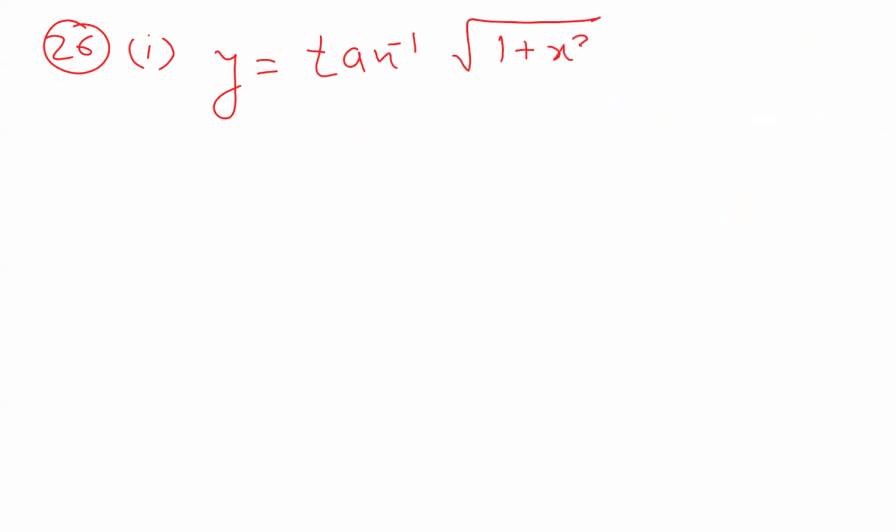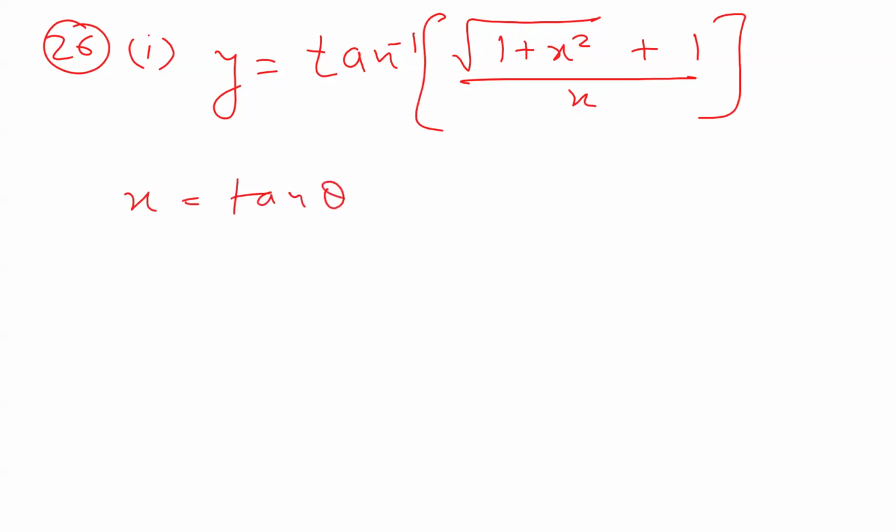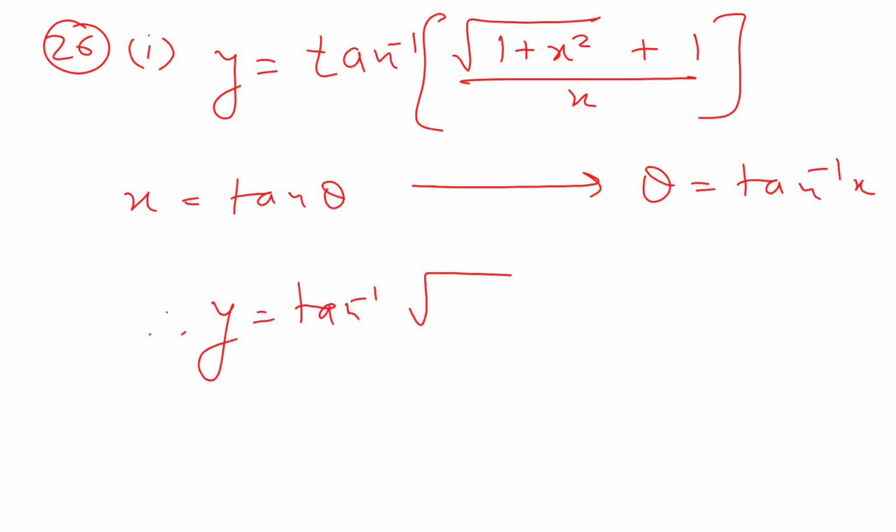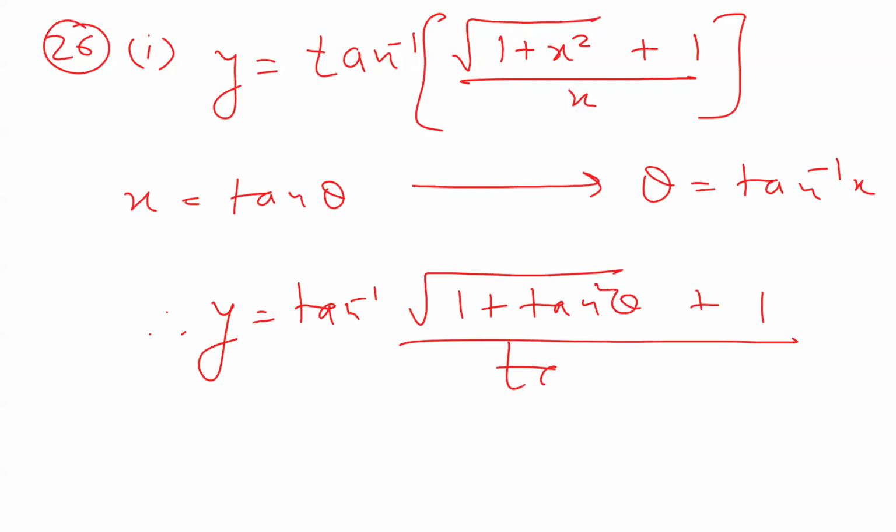So question number 26, sub question A: y is equal to tan inverse of root of 1 plus x square plus 1 upon x. Okay, now we are having plus x square. So let's put x is equal to tan theta. So theta is equal to tan inverse of x. Therefore, y is equal to tan inverse of root of 1 plus tan square theta plus 1 upon tan theta.